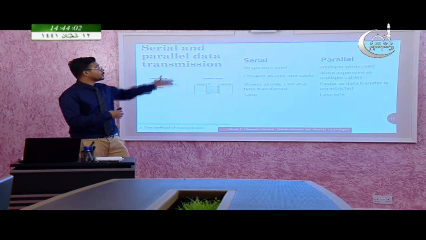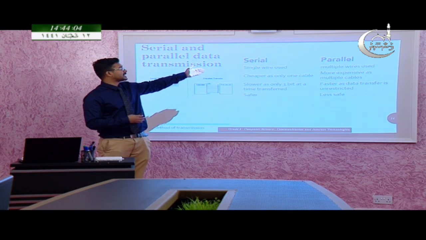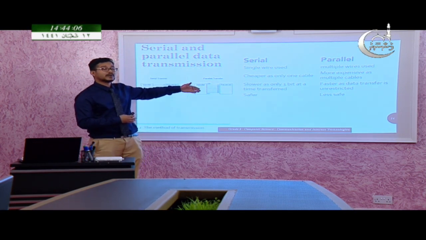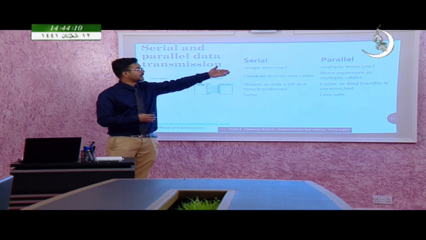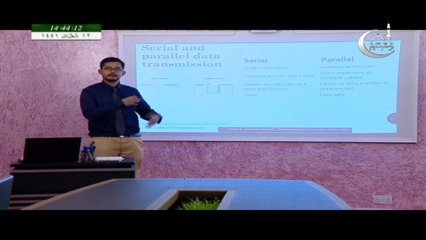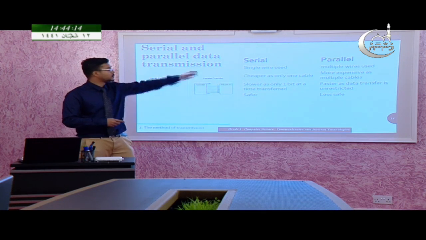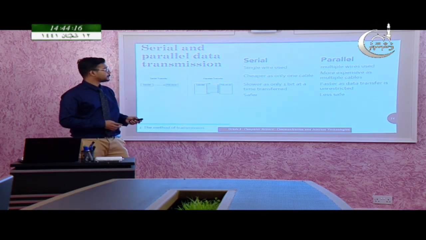Another question may be, what are the advantages of serial data transmission, or what are the disadvantages of serial data transmission? Along with that, what are the advantages of parallel or disadvantages of parallel? These are the possible questions which may come from this particular area.